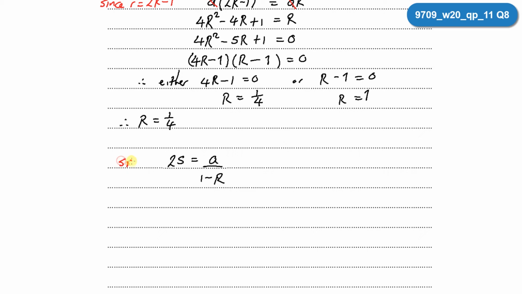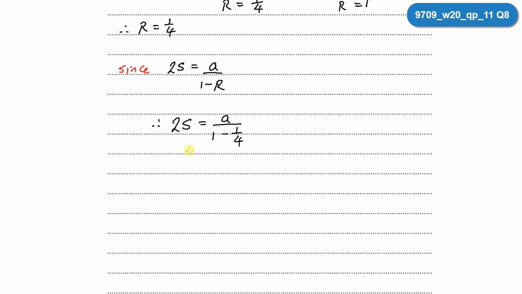So we're saying since 2S is equal to A over 1 minus R and R is a quarter, it therefore means that 2S is A over 1 minus a quarter. So let's simplify this. 1 minus a quarter is 3 quarters. And this can simplify to 2S is equal to A over 3 quarters, which is 4 over 3 A. Okay, and we can divide both sides by 2.